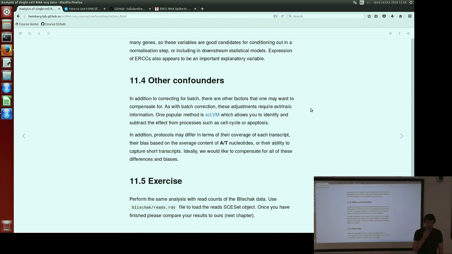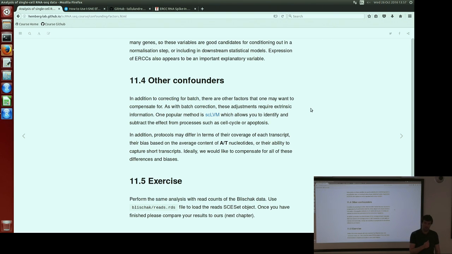So in this particular case, we know about the batch because it was part of the experimental design. They sought to investigate batch. There are also processes, technical and biological, underlying the data that can lead to variation between cells that we might want to compensate for. And sometimes these are not always known a priori. Like we know which cell was processed on which plate and so on, so that's a known batch effect.